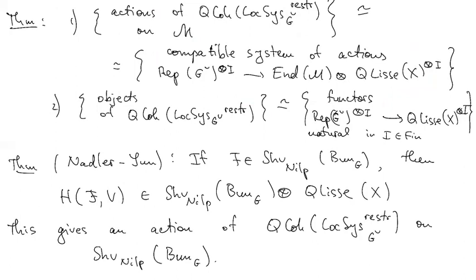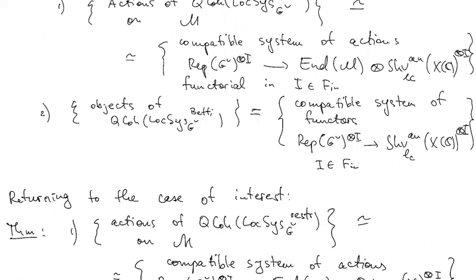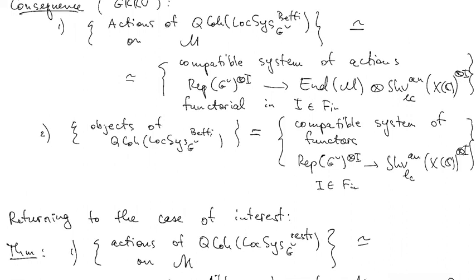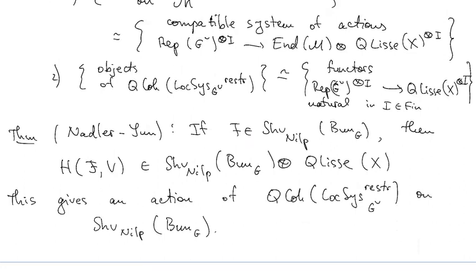So maybe I should comment that a similar thing works in the, there's a version, which I don't think I have time to talk about, over the complex numbers of Betti geometric Langlands of Ben-Zvi and Nadler. And this kind of argument, of course, also gives a spectral action in that setting of this larger category of analytic sheaves, so without these local finiteness conditions.